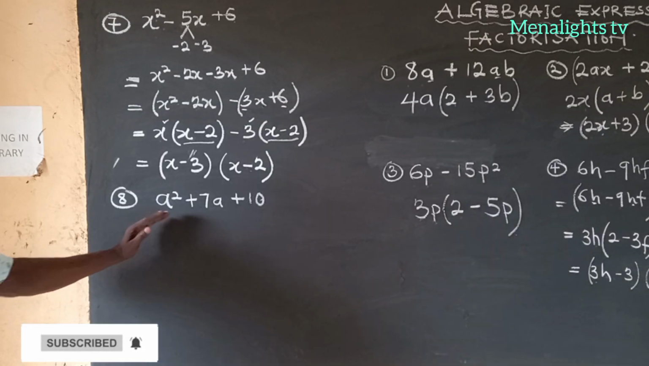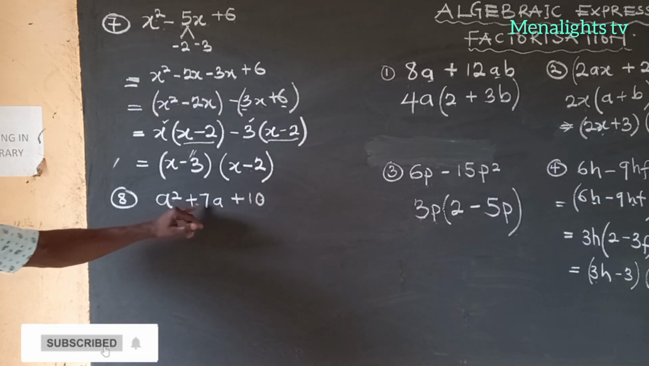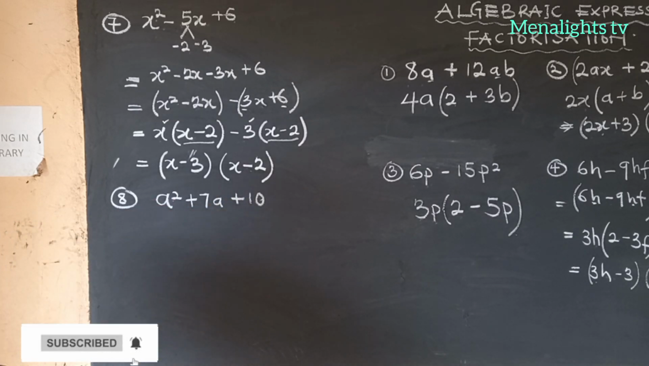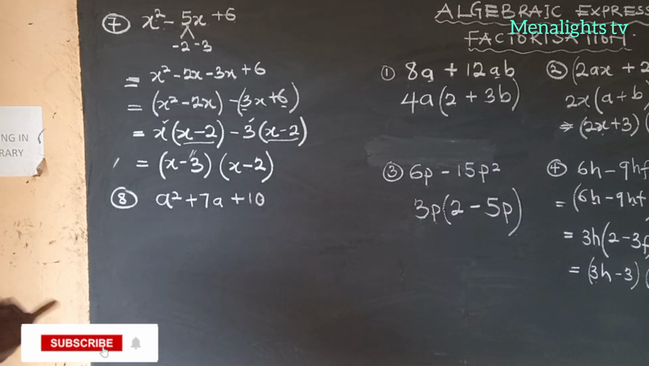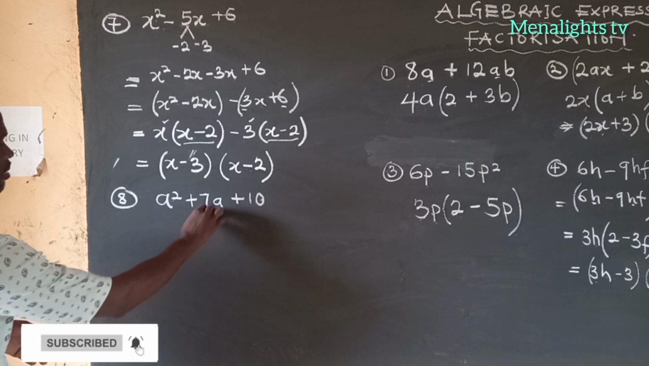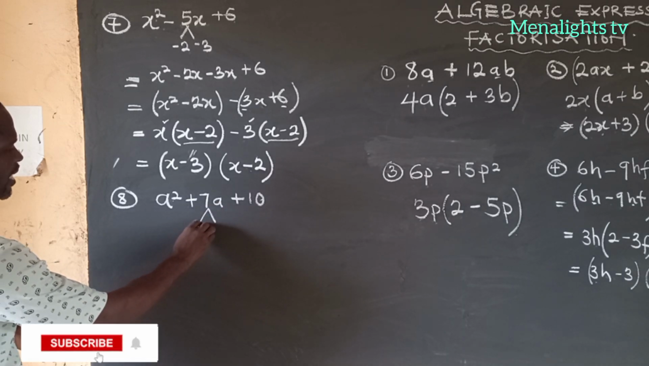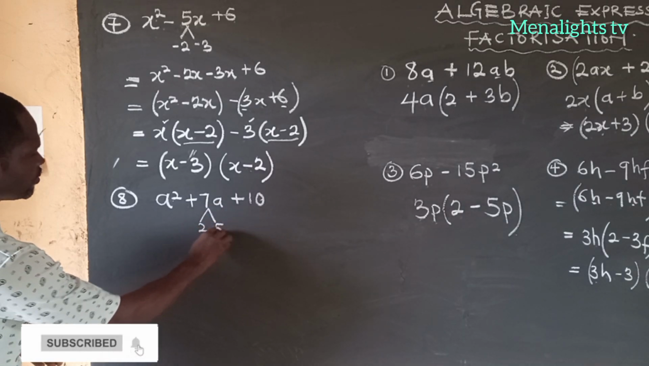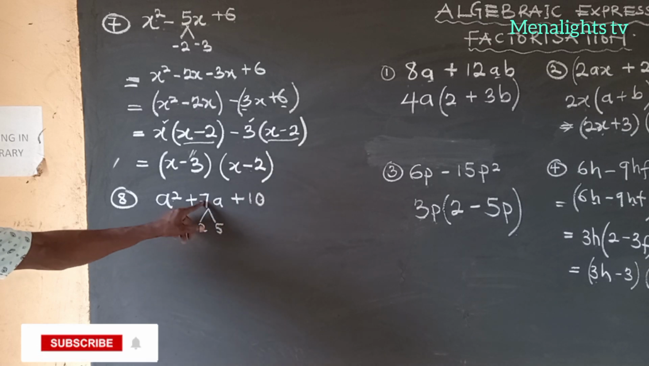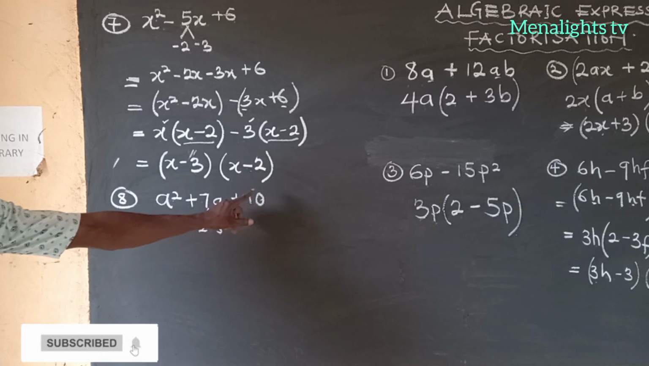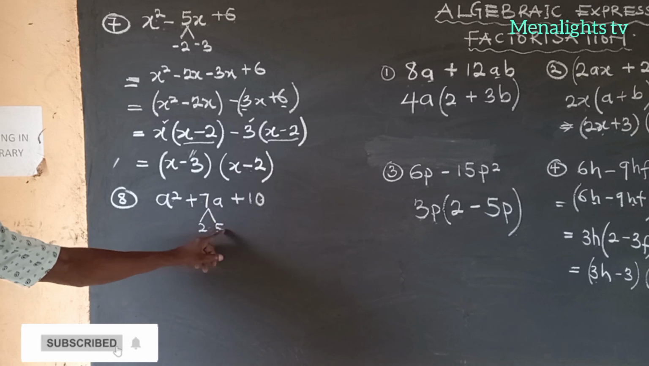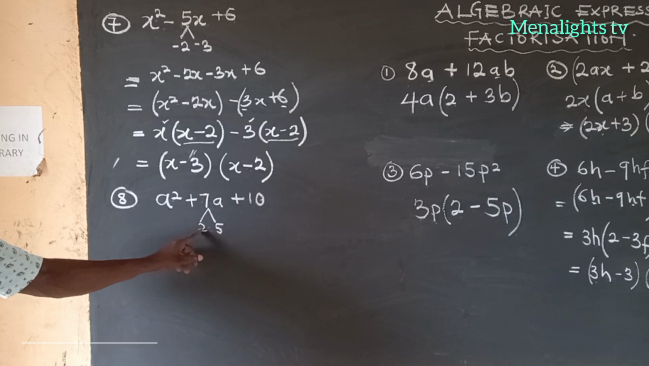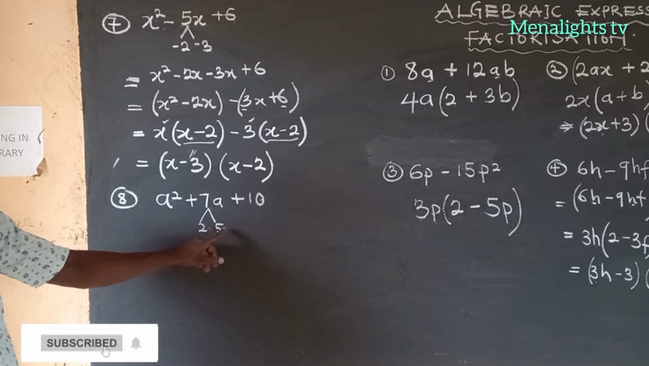So we have example 8, a squared plus 7a plus 10. So here we ask ourselves two numbers. When you add, you get 7. When you multiply, you get 10. So in this context, when you add 2 and 5, 2 plus 5 will give you 7. 2 times 5 will give you what? 10. 2 plus 5 will give you 7, and 2 times 5 will give you what?